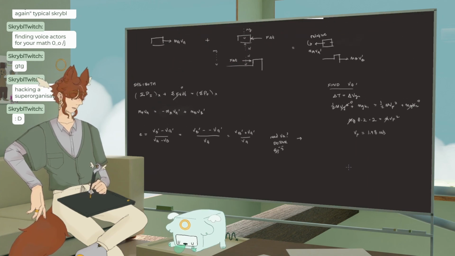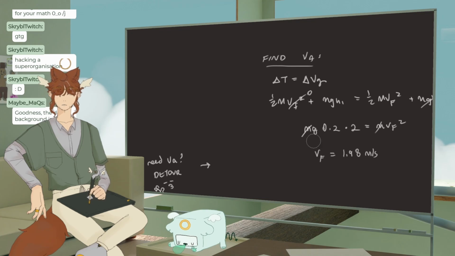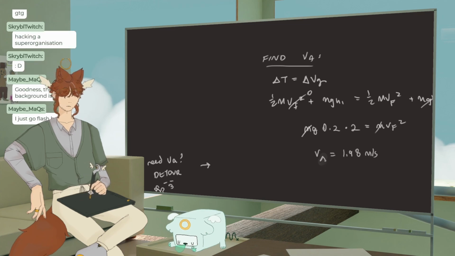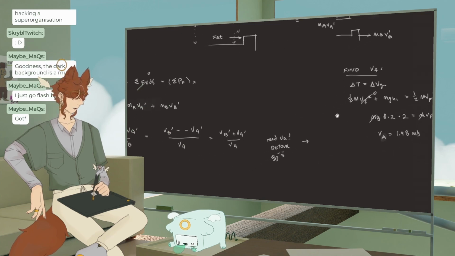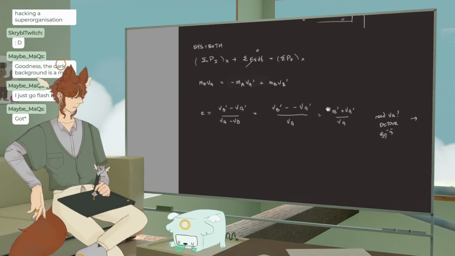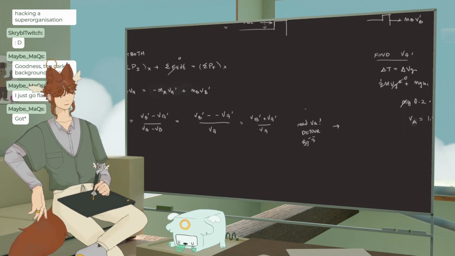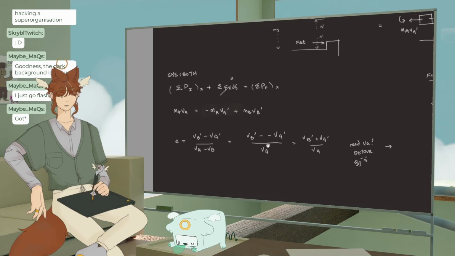I kind of like this blackboard aesthetic. It's kind of cool. I even got a little smudge on it, like a real chalkboard. The dark background is a must. I just got flashbanged. Yeah, sorry about that. As you can see from my actual background, I tend to use light mode things, but it's because I'm insane.